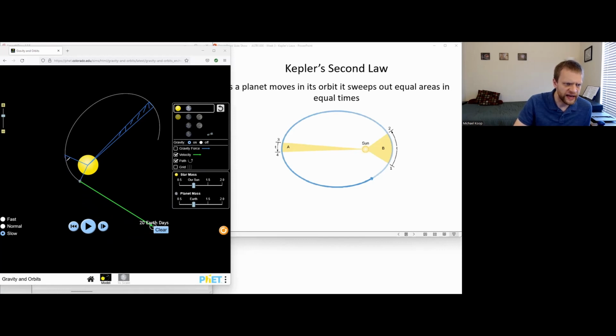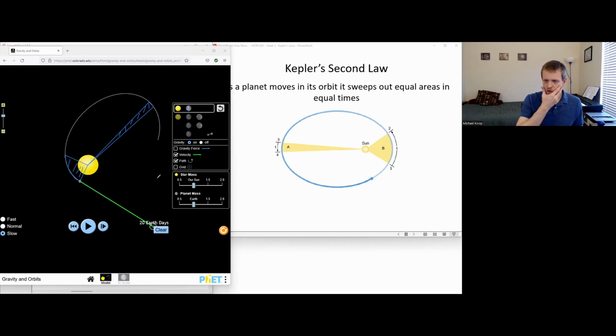And we can look at this area, the area that was swept out by that planet. According to Kepler's second law, if you're making these graphs using the same time period, so in this case we did 20 simulated Earth days, the area of these two shapes will be equal to each other.